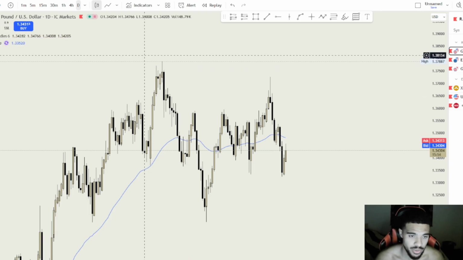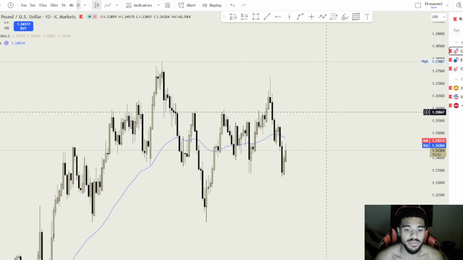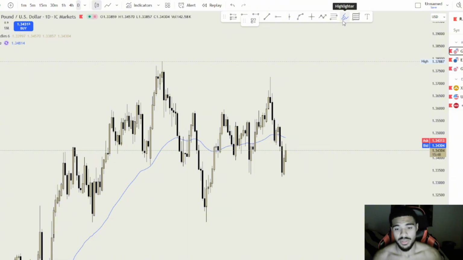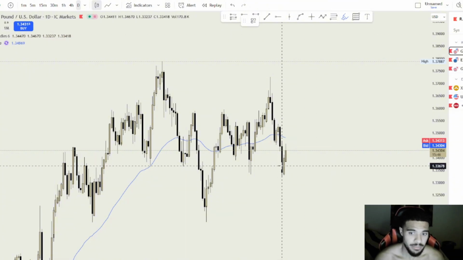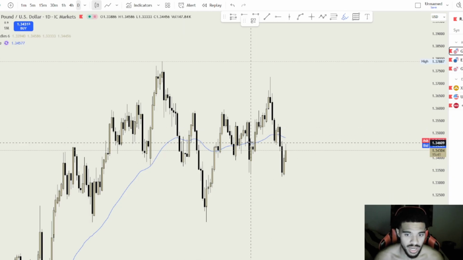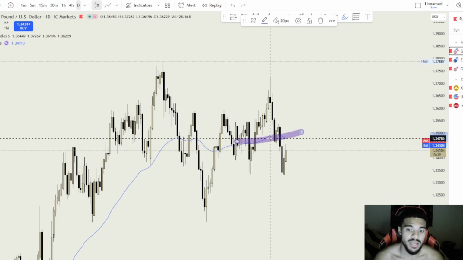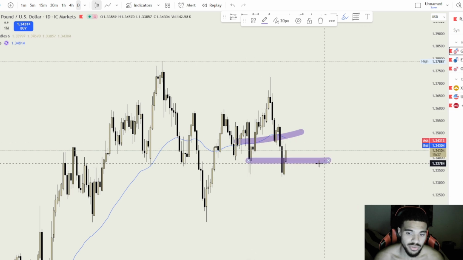Start off with GBP USD, just to give you guys a bit of information on how I break it down. What I see at the moment is us in a bearish move, so I think this market could potentially go down. We're below the 50 EMA, and we've broken structure to the downside, which is here as well. So I'm thinking price is going to make its way down on the daily time frame.